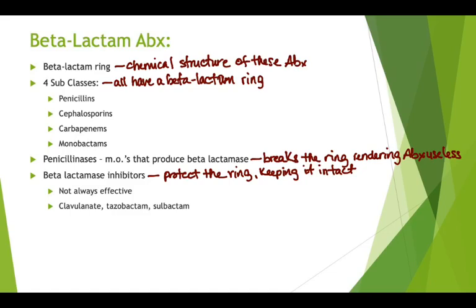So for beta-lactam antibiotics, they have a specific chemical structure. These antibiotics have a specific beta-lactam ring in their structure. There are 4 specific subclasses of your beta-lactams, and those are going to be your penicillins, your cephalosporins, your carbapenems, and your monobactams. These are your 4 main classes of beta-lactam antibiotics.